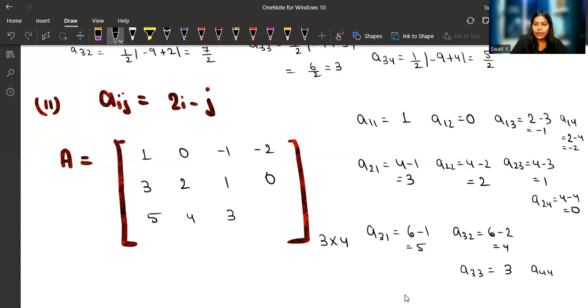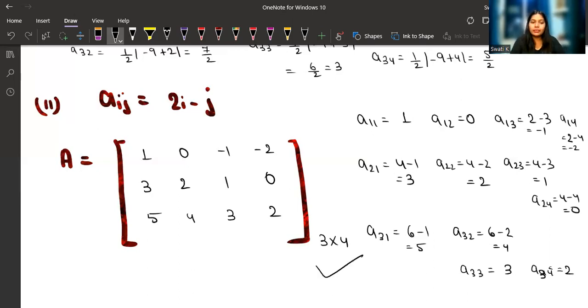And the next is A44. I can see a pattern as well. It's 5, 4, 3, 1. So the next is A34, not 4, 4. It is 3, 4. So 2 times 3 is 6. 6 minus 4 is 2. So it is 2. This was 2. And we are done with the second question as well.